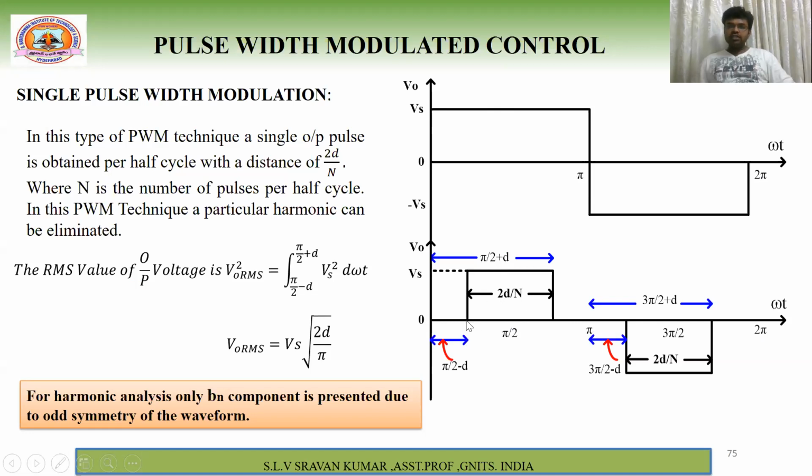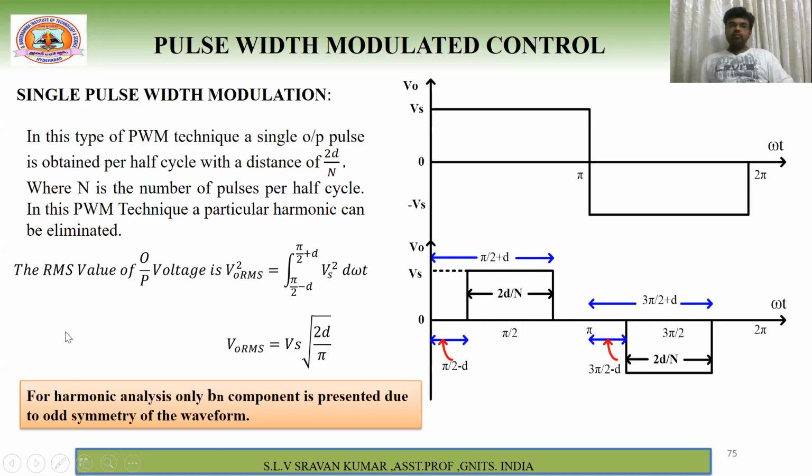Now, how to calculate this point? Simply pi by 2 minus this width. From pi by 2 to this point, the width is d. Therefore, we can call this point pi by 2 minus d. In the similar fashion, this point is pi by 2 and this width is d, therefore I can write pi by 2 plus d. Similarly for the negative half cycle with 3 pi by 2, which is exactly a 180 degrees phase shift, right? So at this instant, if you write down again, you will get the same angles: 3 pi by 2 minus d and 3 pi by 2 plus d.